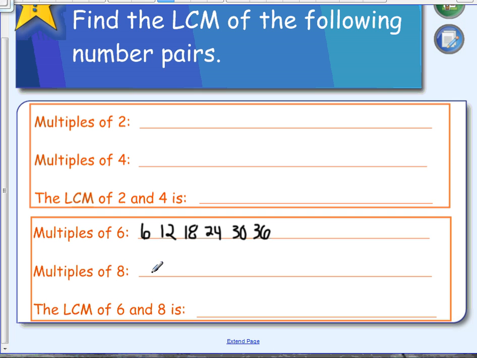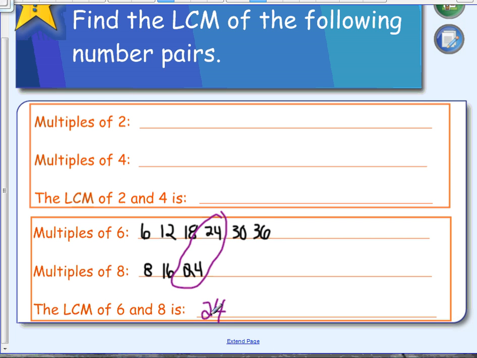All right. Now 8. We have 8, 16, 24. Well, I can probably stop right there because I'm sure most of you have figured out that, oh, there is a common multiple here. It is 24. So our least common multiple of 6 and 8 is 24.